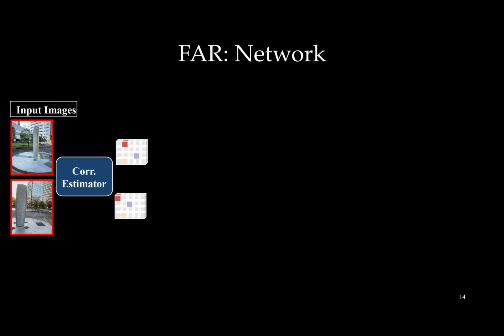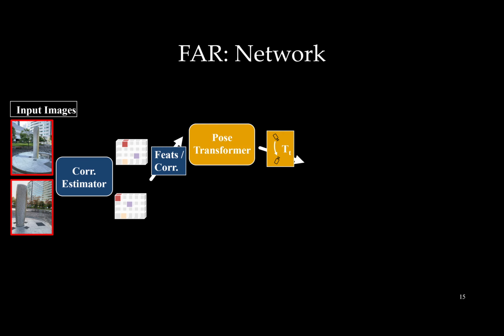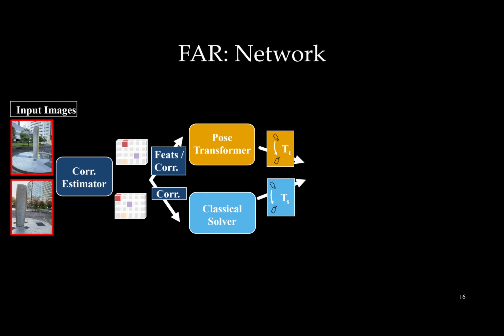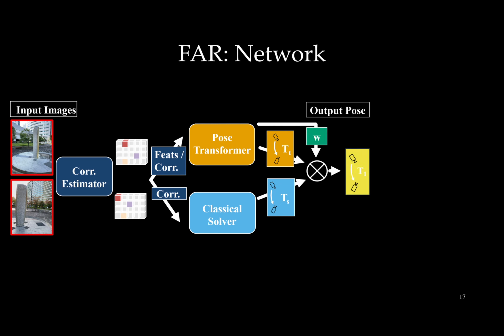The proposed pipeline for FAR is as follows. The learned component of FAR is a transformer which produces pose given features and correspondences. The key idea is that FAR will also have access to a classical solver producing pose from correspondences. And the network output is then a learned weighting of the combination of these. This way, FAR can add solver precision to learned predictions.